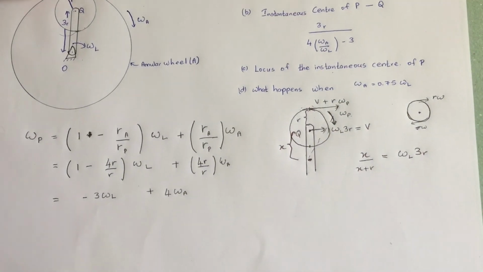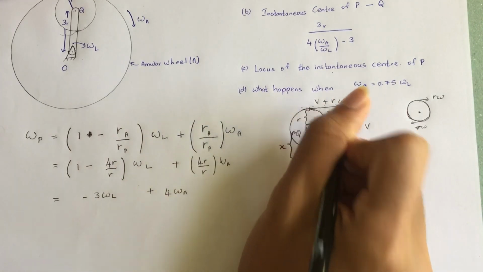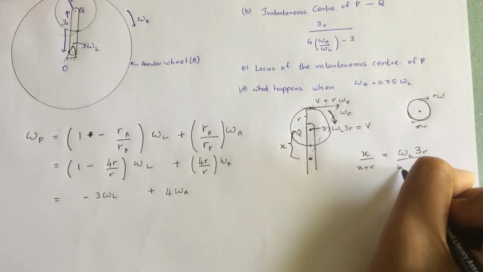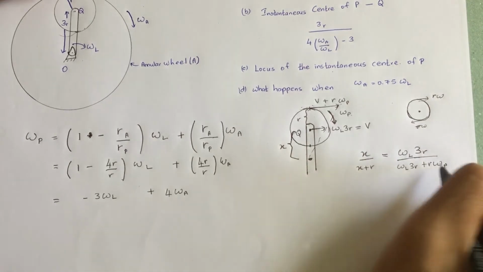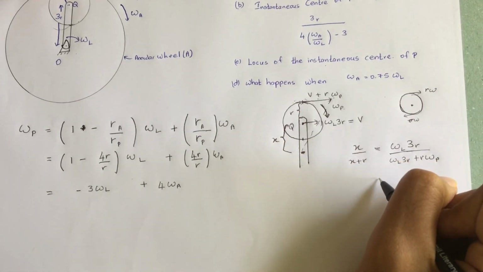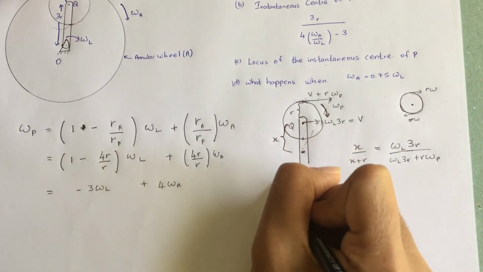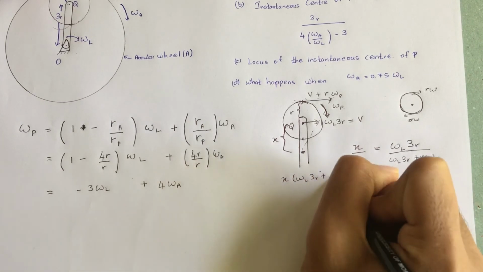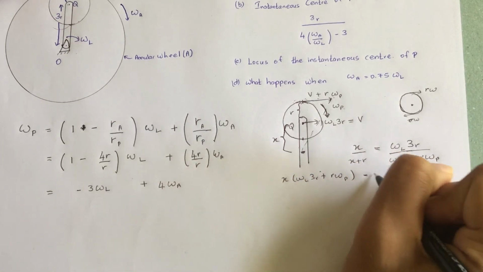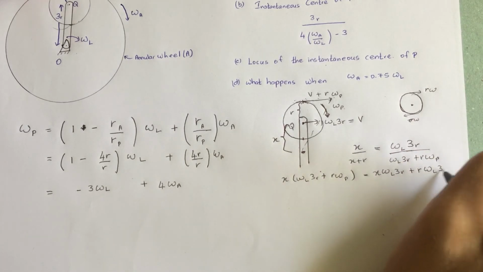The next part over here is going to be b plus r omega p. I'm going to put omega L 3r plus r omega p. So if I simplify this, because I need to find the value of x, x into omega L 3r plus r omega p is equal to x omega L 3r plus r omega L 3r.